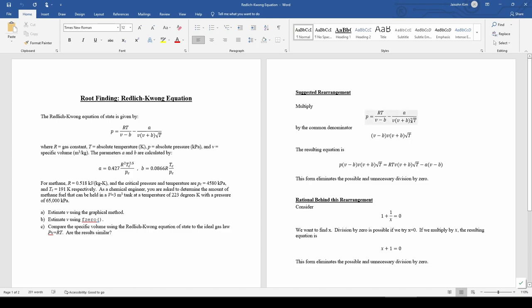Currently, the Redlich-Kwong equation contains two fractions. This can inadvertently lead to division by zero errors if we're not careful. I'd like to eliminate the fractions, so let's multiply each one by the common denominator. We end up with this very long equation. This will certainly be a pain to type into MATLAB, but it's a safer equation to work with than the original form.